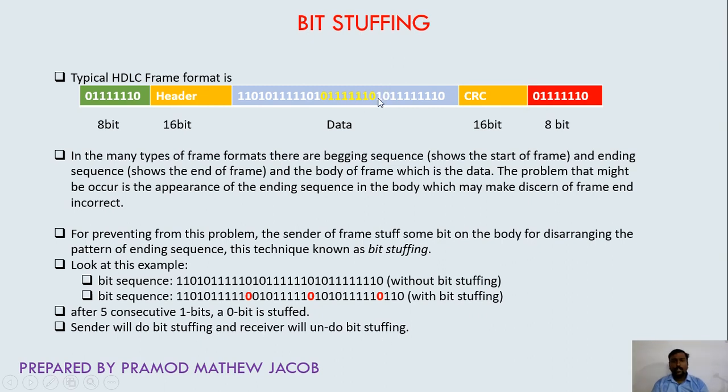So in this diagram, if we want to transmit this data 0 1 1 1 1 1 1 1 0, after encountering the first 5 ones, the sender will add a 0 here. So it will be like 0 followed by 5 ones and a 0 again, then 1 0. So this is the concept of bit stuffing.